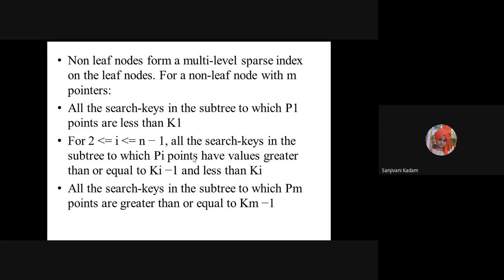Now, some properties of the non-leaf nodes: they form a multi-level sparse index on the leaf nodes. For a non-leaf node with m pointers, all the search keys in the subtree to which p1 points are less than k1. For 2 less than or equal to i less than or equal to m minus 1, all the search keys in the subtree to which pi points have values greater than or equal to k(i minus 1) and less than ki. All the search keys in the subtree to which pm points are greater than or equal to k(m minus 1).